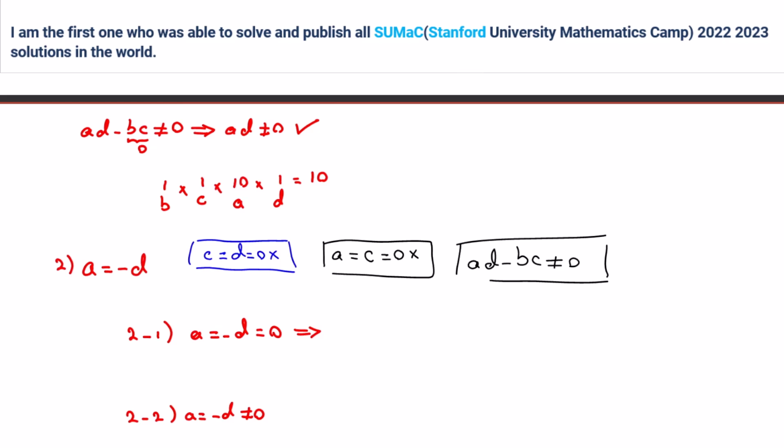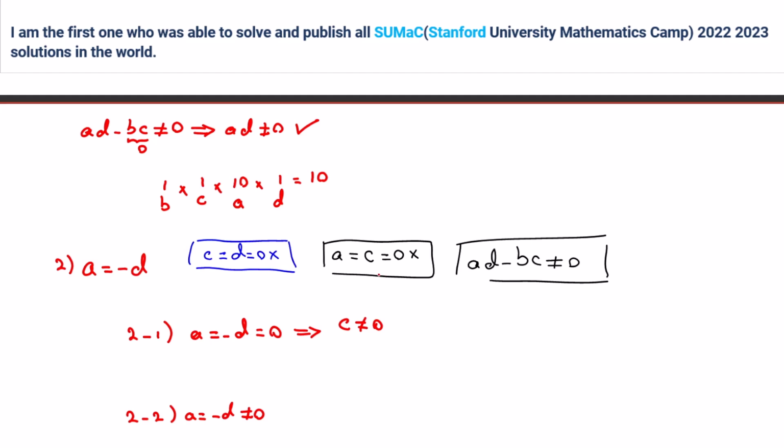In this case, because A is equal to negative D equals 0, there's 10 cases. So what can we conclude about BC? Well, BC is still equal to 0. So that condition is still satisfied. A is 0, so C is not 0, right?